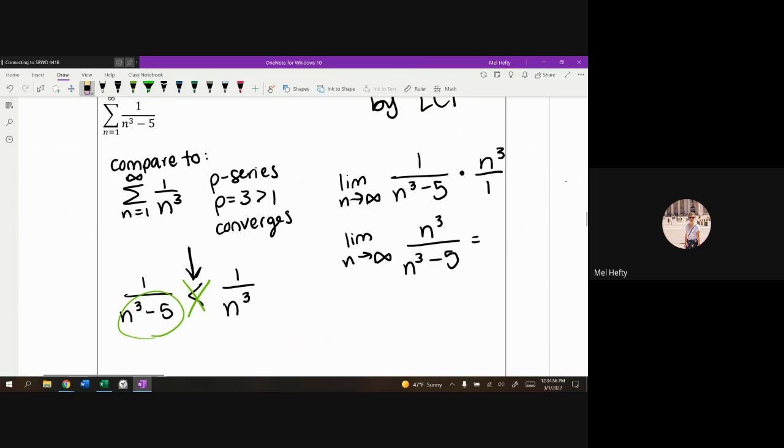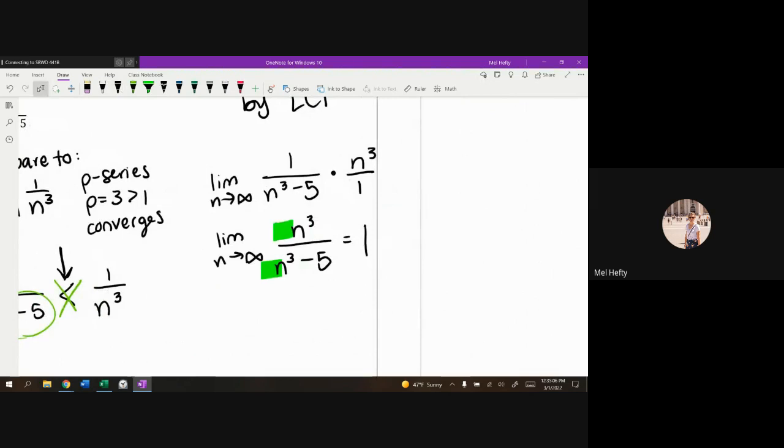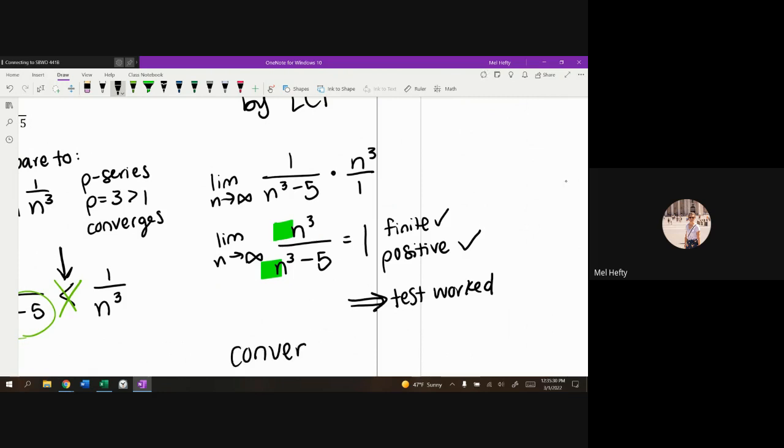What is this limit equal to? All right, Lily claims 1. Do you like her 1? All right, same power top and bottom. Coefficients are both 1. Why do I care about the number 1? It's finite, not infinity. It's positive, not 0. So what does that being finite and positive mean? This means the test worked, which in this case means our series converges because our original one converged. So converges by LCT.